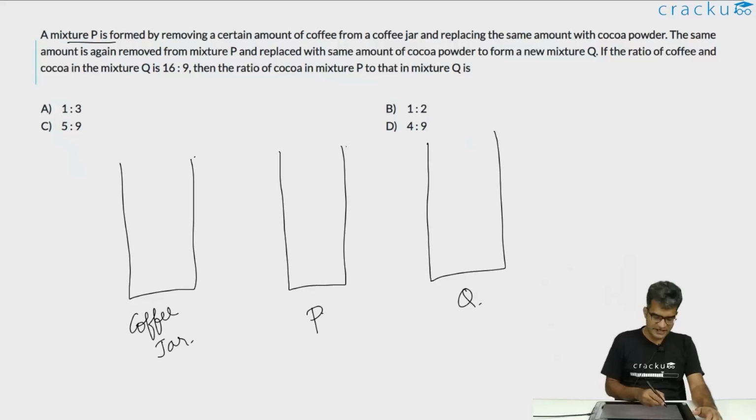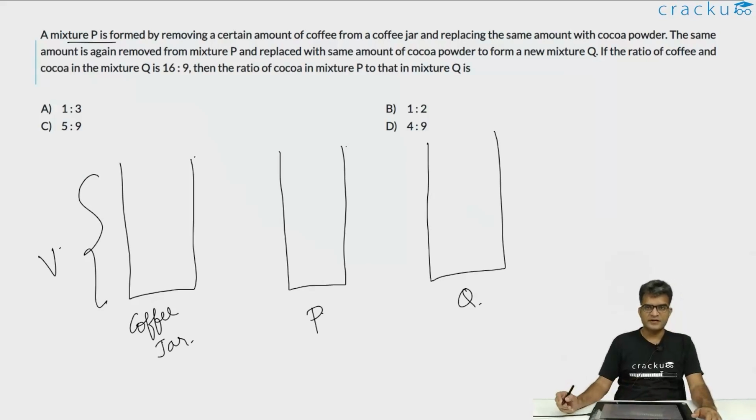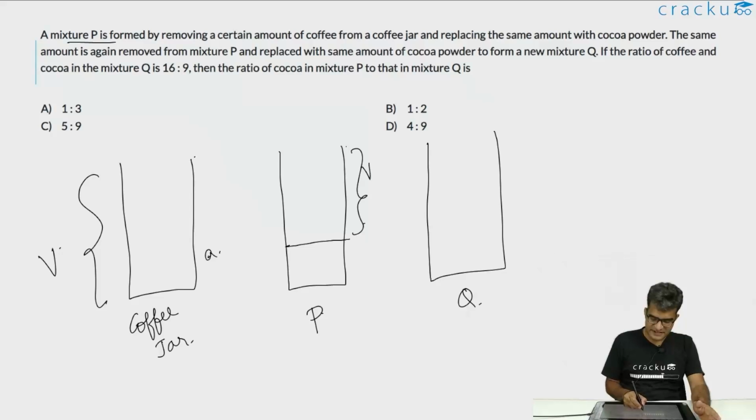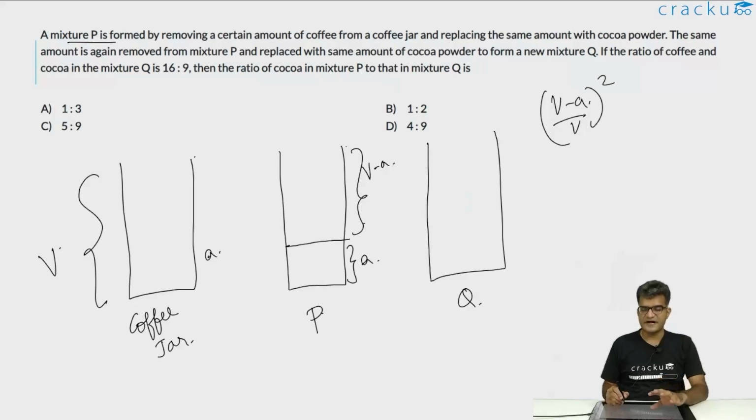Let us assume that the initial volume of the coffee jar is V. The amount of coffee that is replaced with cocoa is, let us assume, equal to A. Then the amount of coffee in mixture P will be V minus A, and the amount of cocoa will be A. In mixture Q, what is the amount of coffee? We know that the fraction of coffee will be (V minus A divided by V) whole square. If the process is repeated a third time, the fraction will be (V minus A divided by V) whole cube, and so on.